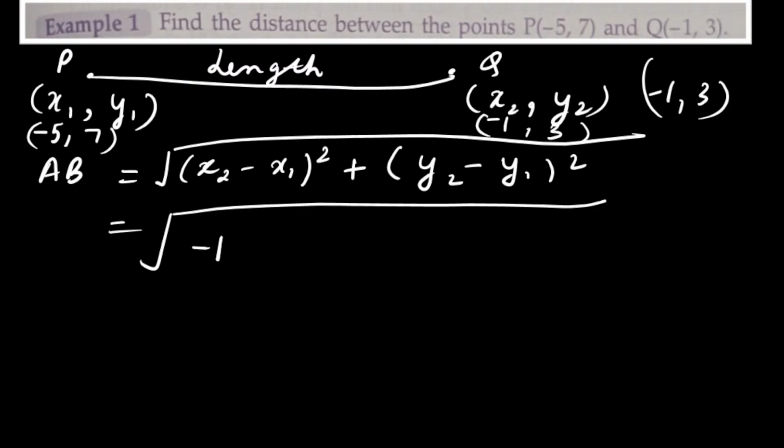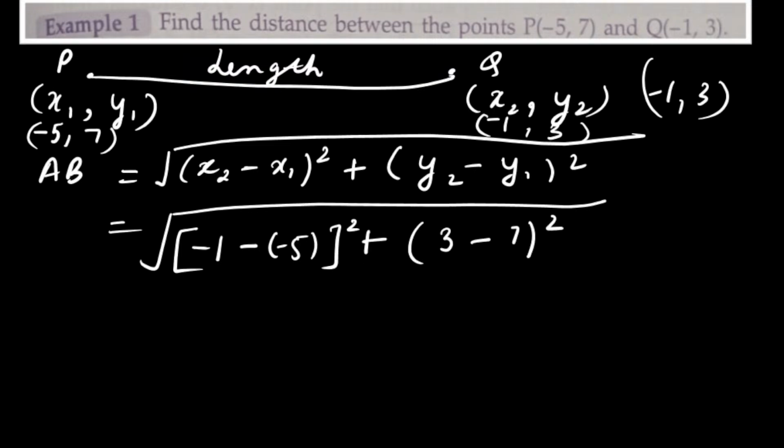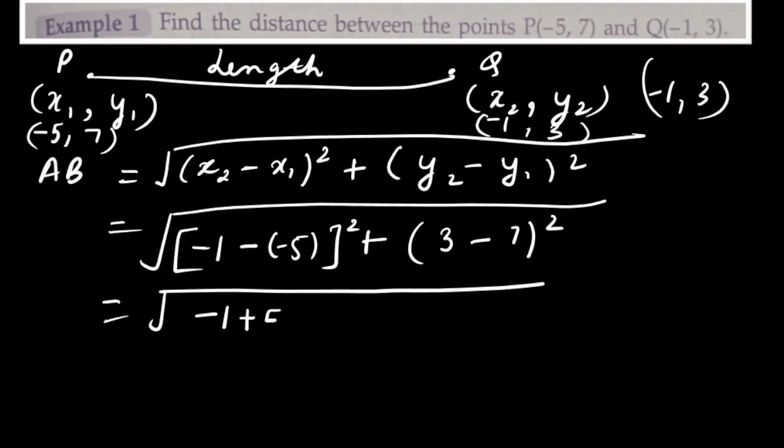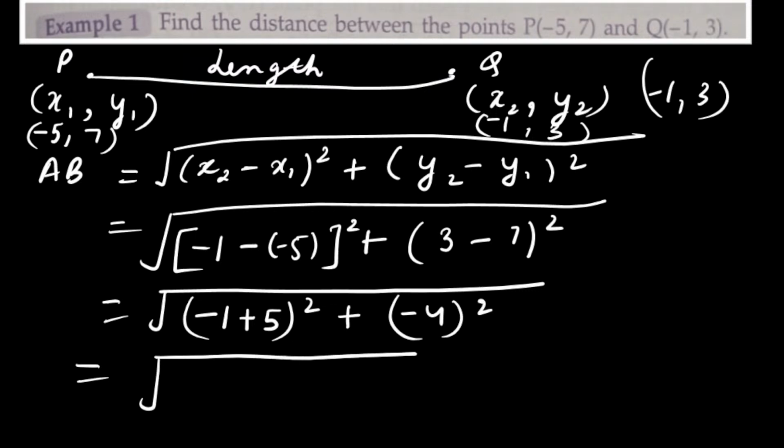x2 is minus 1 minus x1, which is minus 5, and its whole square. Y2 is 3 minus y1 is 7, 3 minus 7 whole square. I'll simplify. These two signs are together. Whenever two signs are together, we can convert it into single sign, minus minus plus. So minus 1 plus 5 whole square. And 3 minus 7 is minus 4, minus 4 whole square. Let's simplify this.